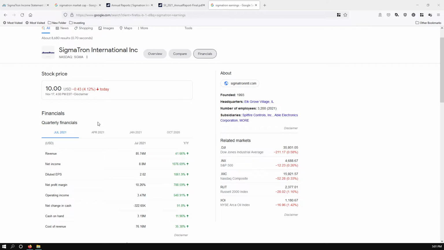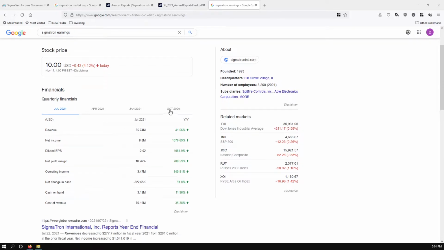This company is a semiconductor circuit board company, and I was noticing their increase in revenue going back to October 2020 here. You can see their revenue and keep an eye on the net income as well, but you can see quarter over quarter they significantly improved their revenues, and these last 2 quarters they've been increasing their net income as well.